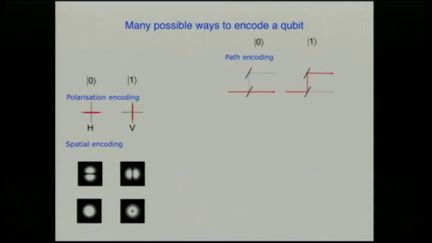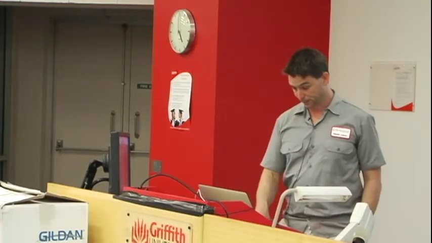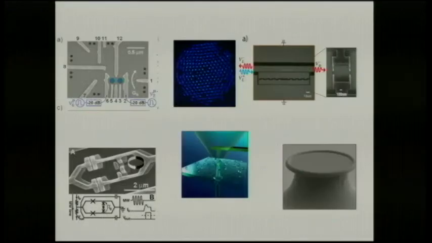So the physical state of the light, which path it goes through, which polarization it has, can be used to encode information. And there's a variety of other properties of light that can be used also to encode information. When the photon arrives can encode information. The shape of the photon can encode information. So whenever you think about information in this quantum picture, you should really think about the possibility to represent that information in a variety of different physical systems.